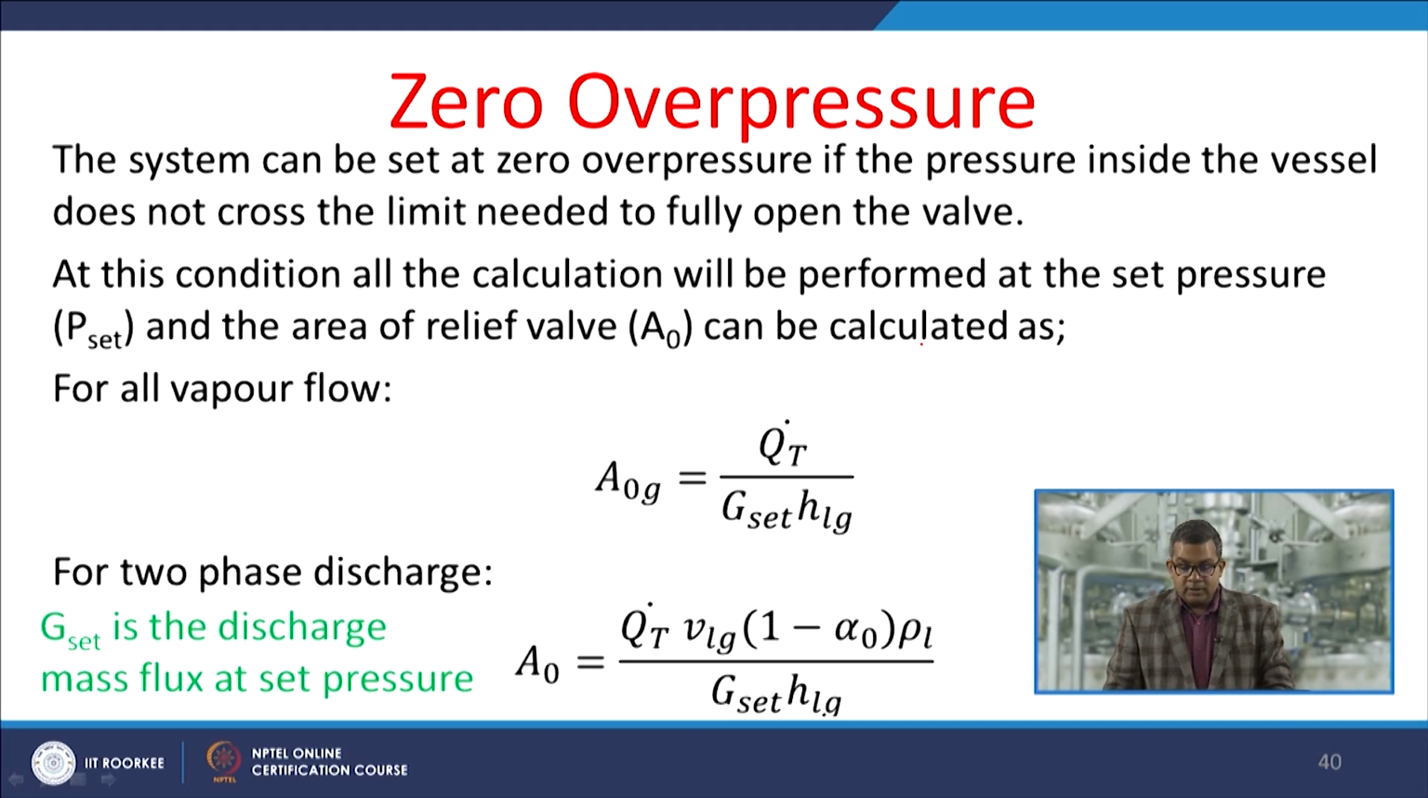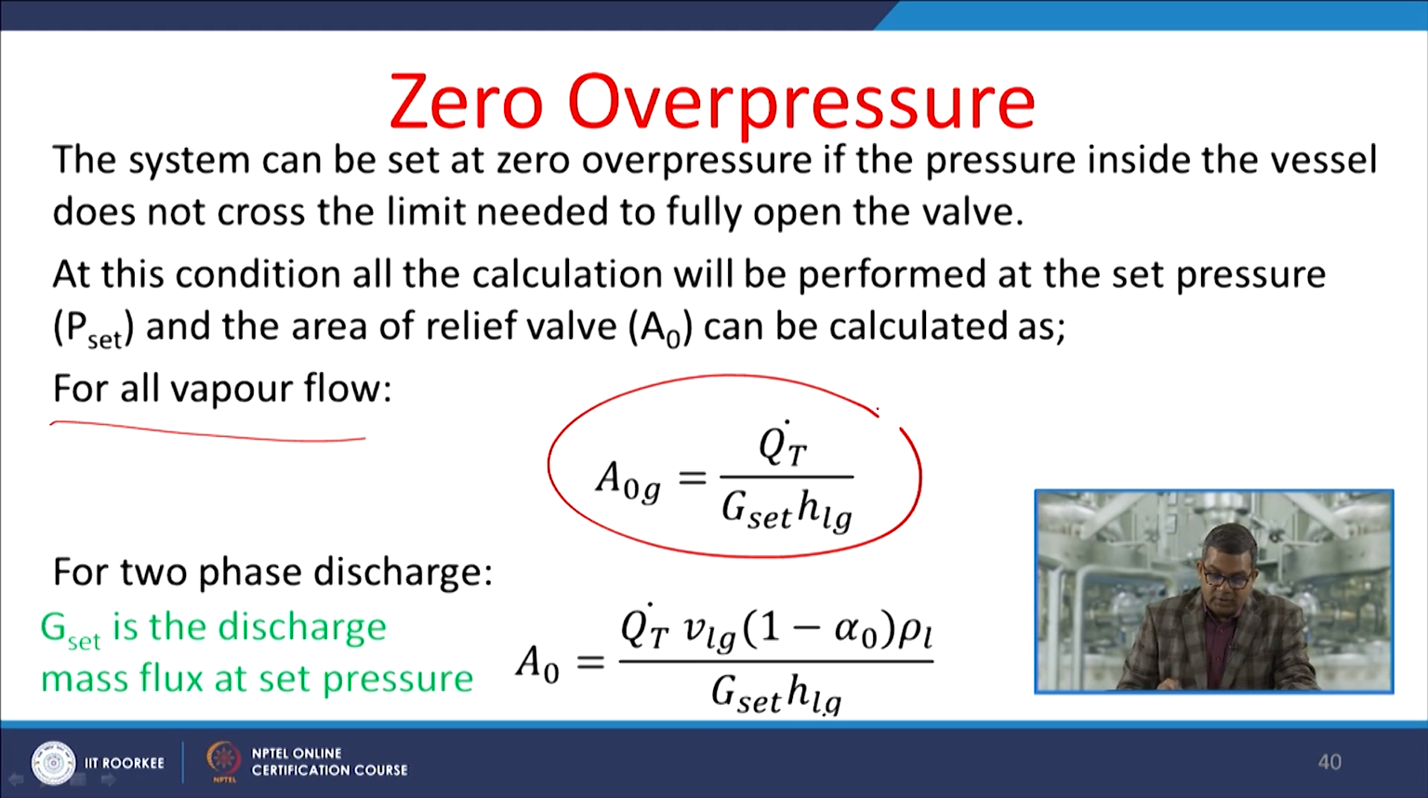Now, let us understand the concept of zero overpressure. Now, in this particular aspect, the system can be set at zero overpressure if pressure inside the vessel does not cross the limit needed to the fully open valve. So, at this condition, all the calculation will be performed at the set pressure and the area of relief valve A naught. This can be calculated as, if we take the condition of for all vapor flow, then A naught G is equal to Qt G set HLG. So, we can calculate this one.